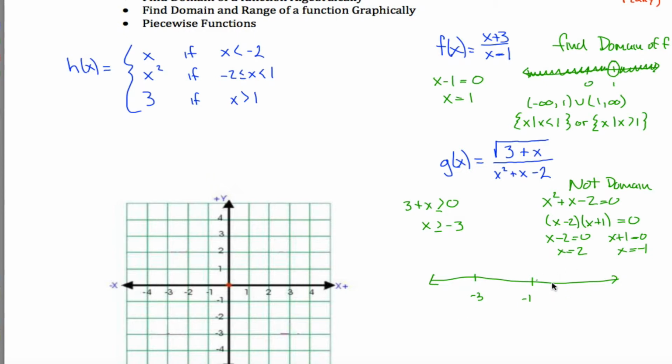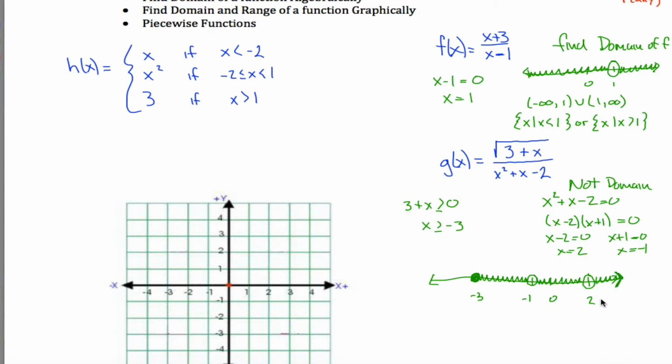And here's 2. Not drawn to scale, but that's all right. And I want everything greater than or equal to negative 3, so I'm going to include this point. But wait, make sure you don't include negative 1, which I just did. Make sure you do not include this point here. And make sure you also do not include this point right here. So really I'm talking about that interval, this interval, and this interval.